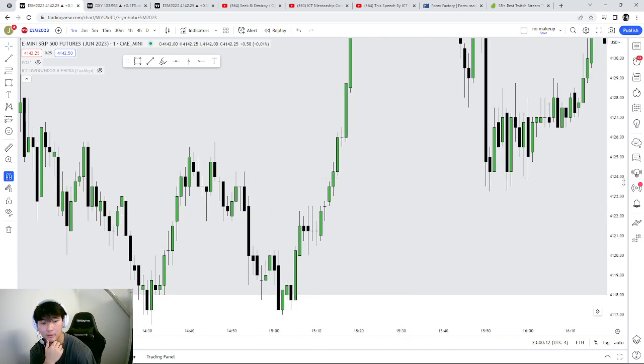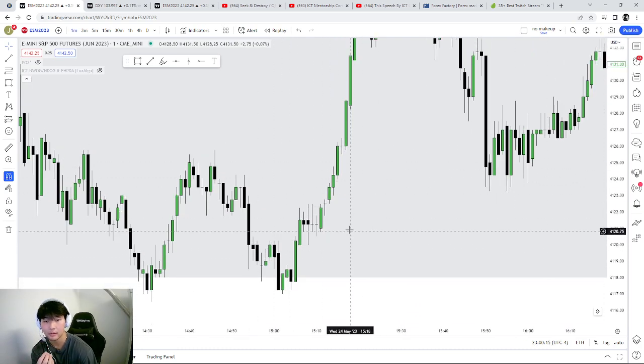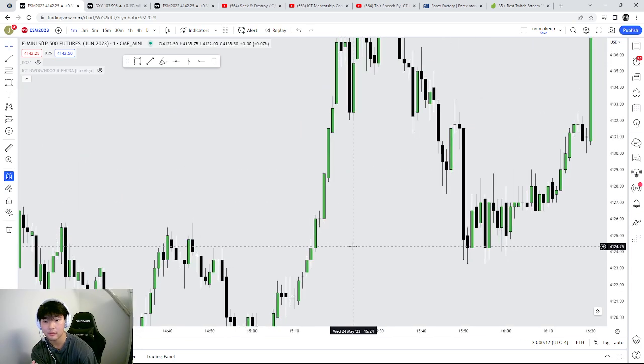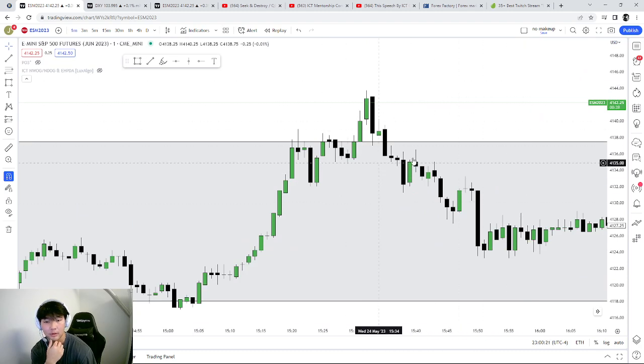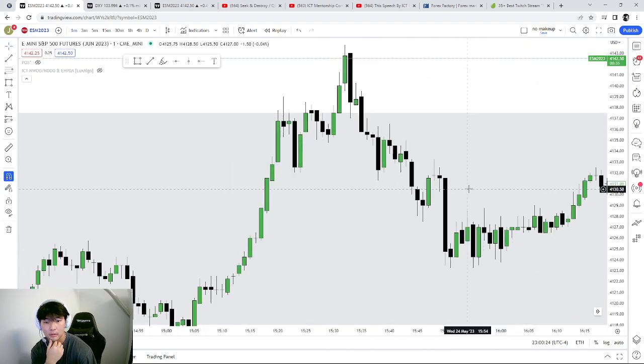And price just jets up because market symmetry is clicked. DXY is dumping, I believe, and price just continues up. And then you have the ICT 2022 short model here, and it plays out really well.